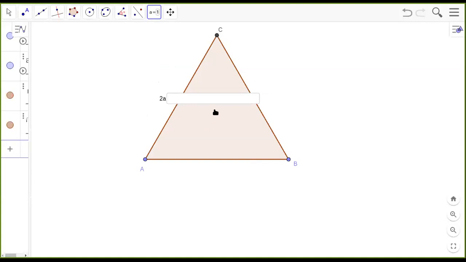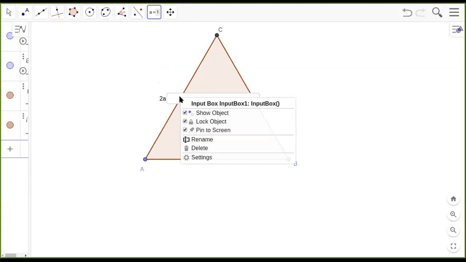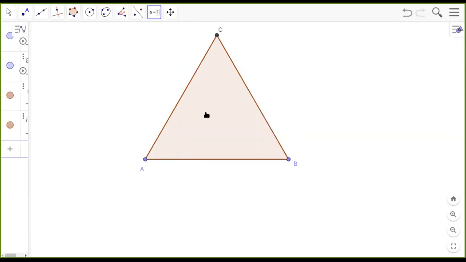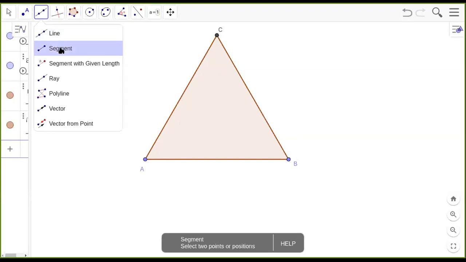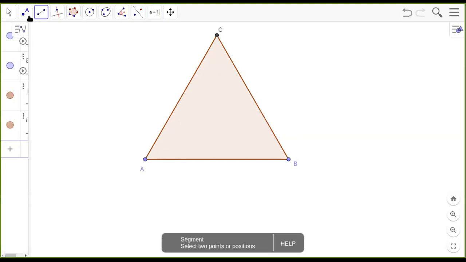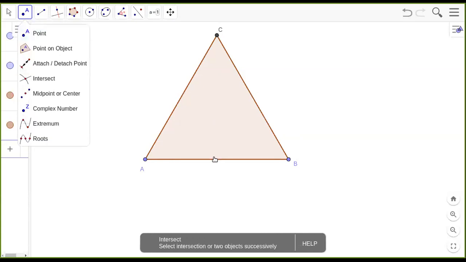So when I have this, I don't know why this text box is open. No need, we will write it as 2A. Now what I'm going to do is, I'm going to draw the altitude. Why the altitude? Because I need to measure the altitude. That's what it says. Find each of its altitudes. How many altitudes does a triangle have?